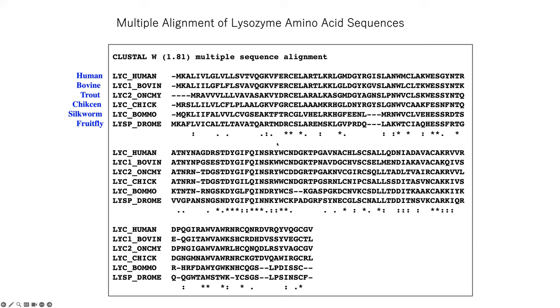Okay, let's see this site. This site is occupied by K and R. K indicates lysine and R indicates arginine. Lysine and arginine have a positive charge, so these two amino acid residues also have the same physicochemical characters.